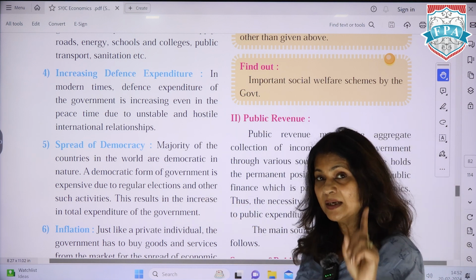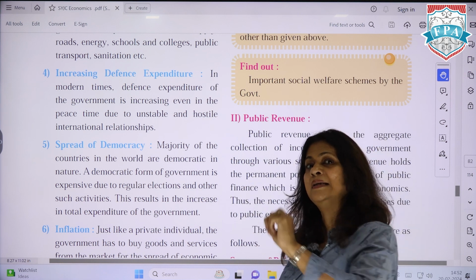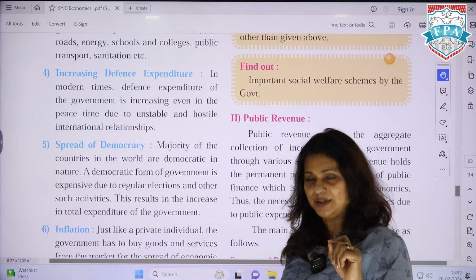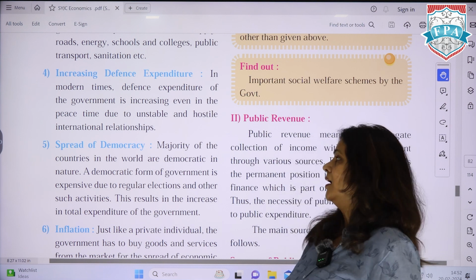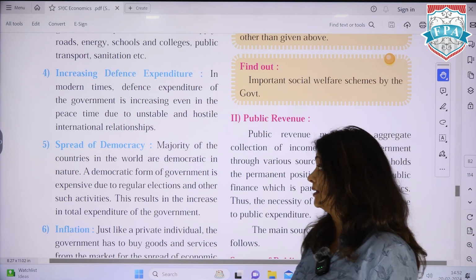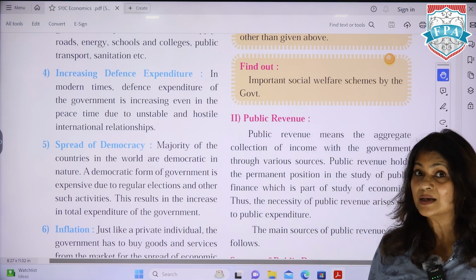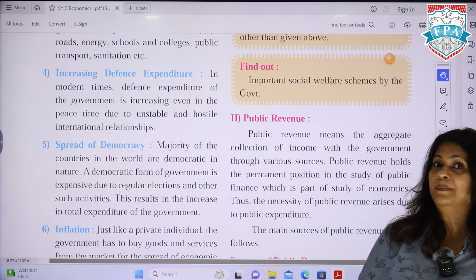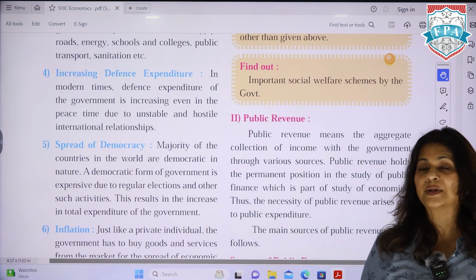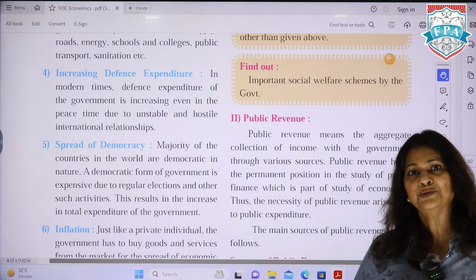This was separately a question. Has awareness of democracy led to an increase in public expenditure? The answer is yes. Majority of the countries in the world are democratic. A democratic country has to do more expenditure due to regular elections. Other countries where there is no democracy, there are no elections. But in a democratic country, there will be elections, so there will be expenditure on elections, because you need to tell.